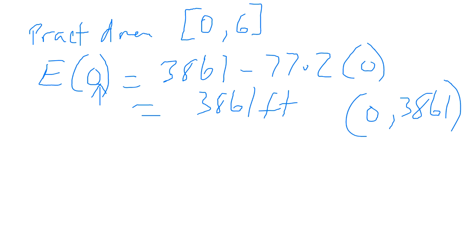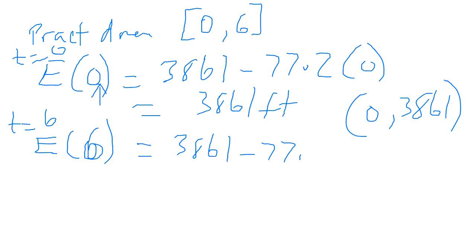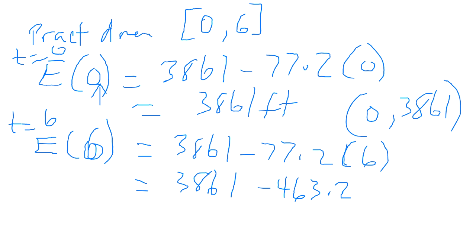Then what about when t equals 6? When t equals 6, I'm going to have 3861 minus 77.2 times 6. What does this give us? 3861 minus 463.2, and this gives us 3397.8. So what is the practical range going to be? It's going to run from what?